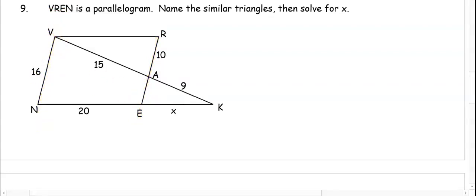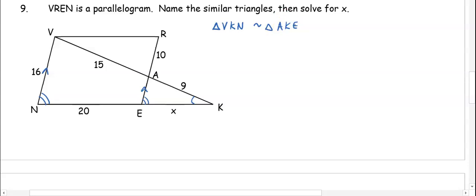So because those sides are parallel, we can then use our corresponding angles. So angle N is congruent to angle E, and angle K would be congruent in both triangles. So we now know that triangle VKN, the bigger triangle, is similar to the smaller triangle AKE.